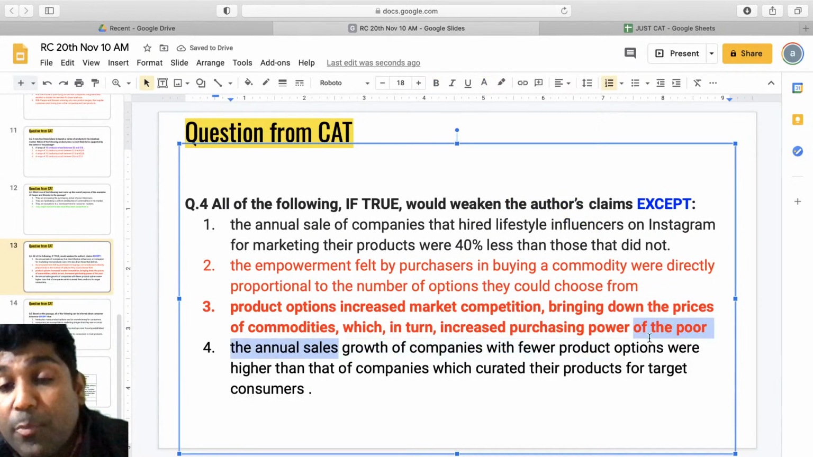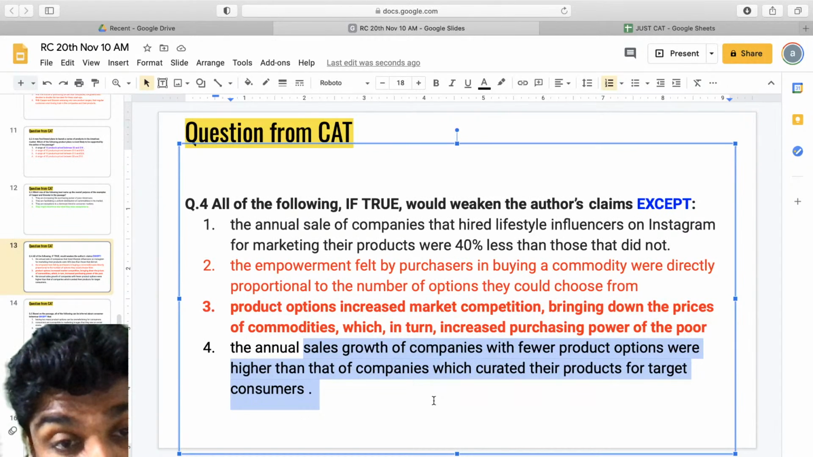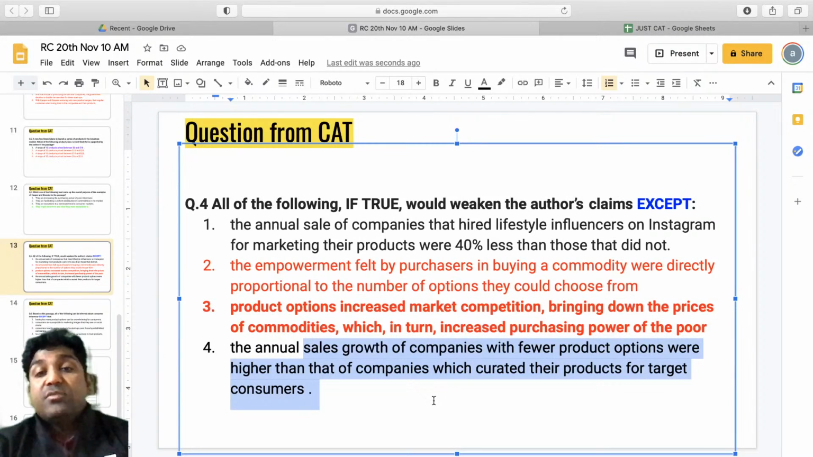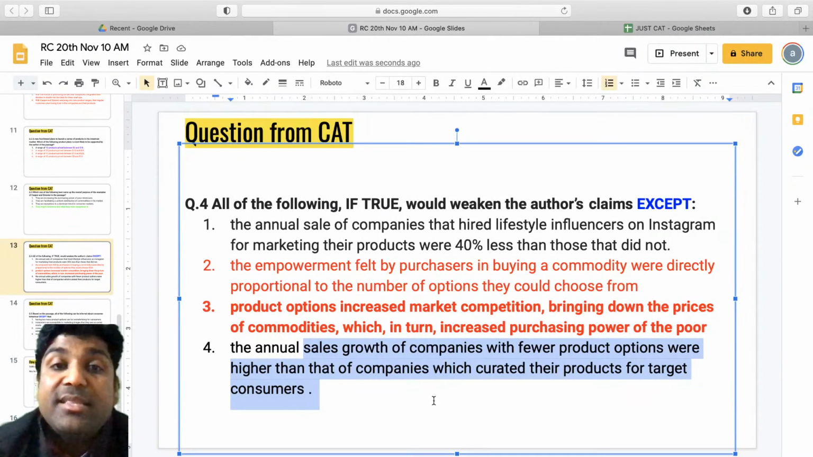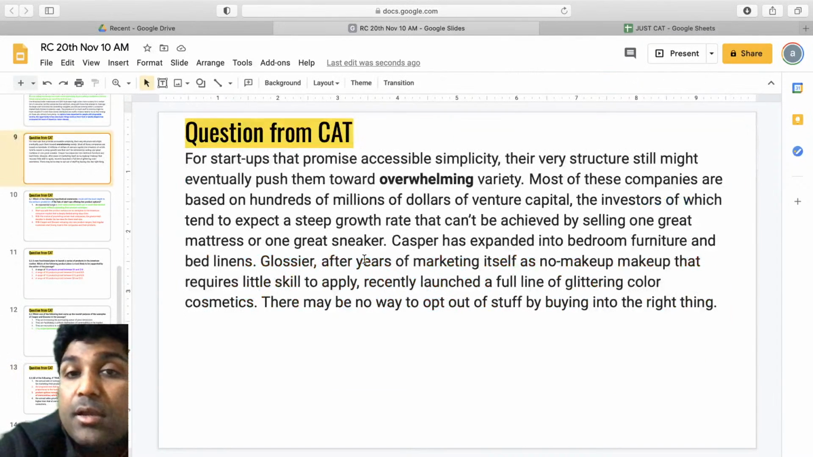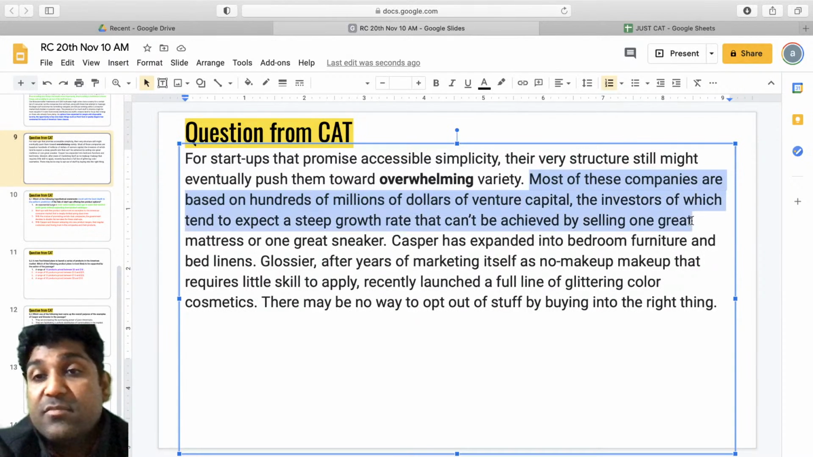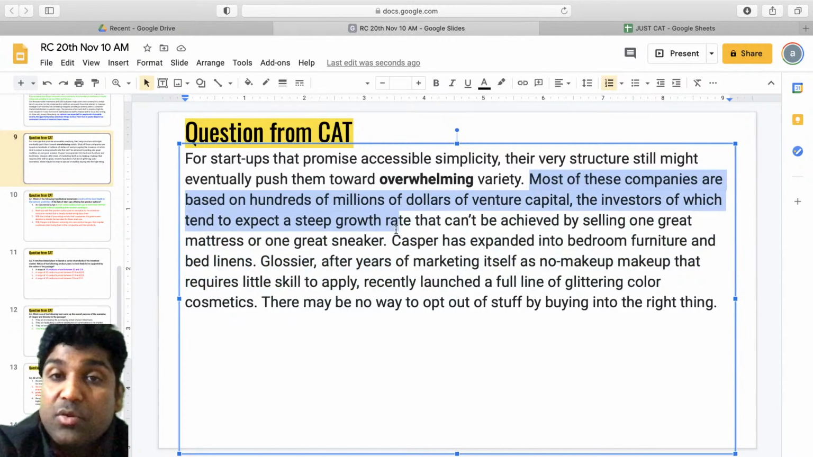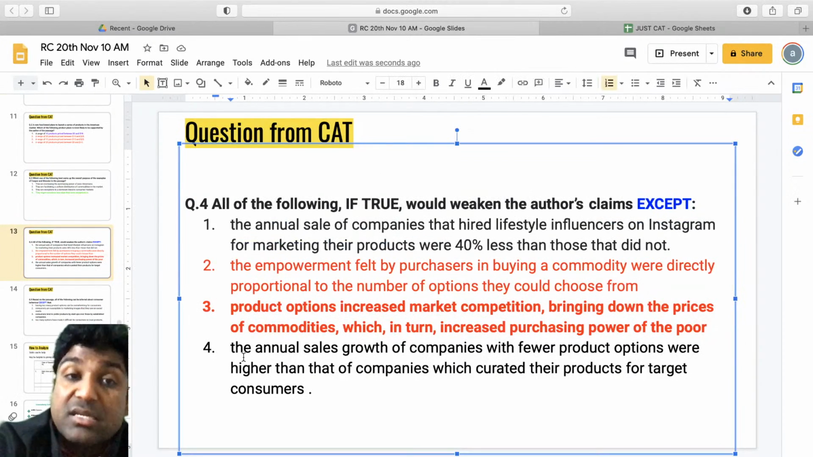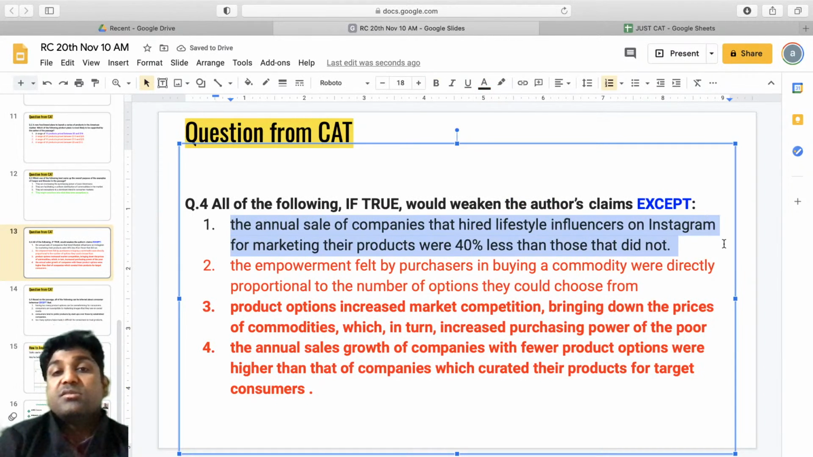Annual sales growth of the companies with fewer product options were higher than that of companies which curated their products for target consumers. So if the annual growth is better, then why will these companies with fewer options start opening other and introducing other product lines? Like they've said, most of the companies are based on hundreds of millions of dollars of venture capital, the investors of which tend to expect a steep growth rate that cannot be achieved by selling one great mattress or one great sneaker. So author has said that this kind of profit cannot be achieved. So this is against whatever the author has said. Hence, this is your answer.